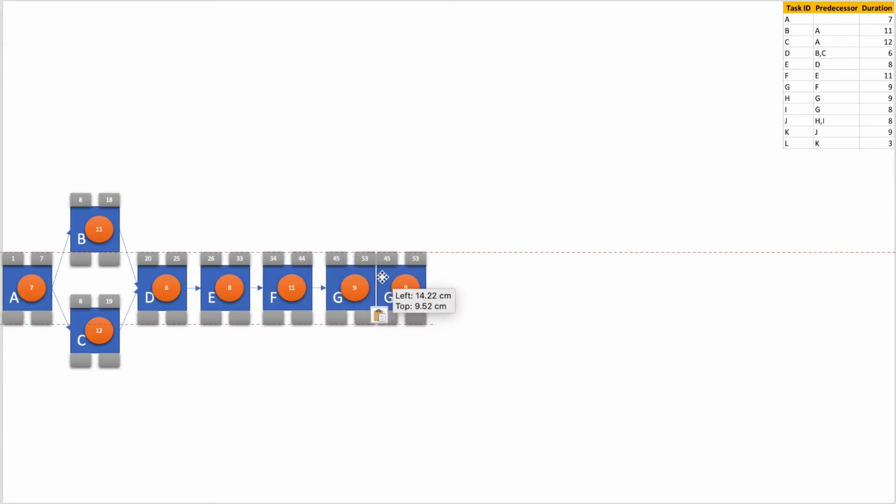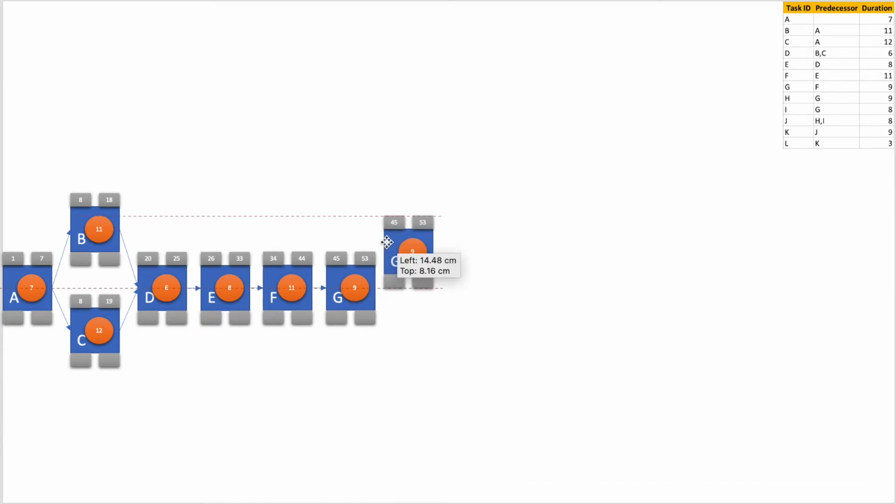Next, we go to activity H. Now we see that activity H is following activity G, but however, activity I also follows activity G. So we have two activities after activity G, that is H and I. So I just place it here.